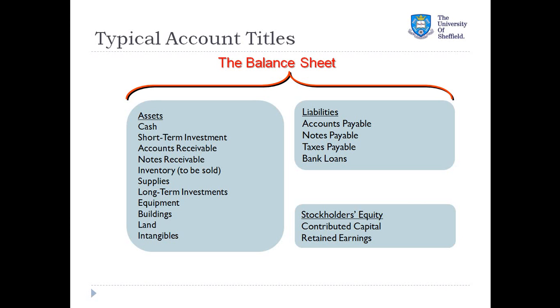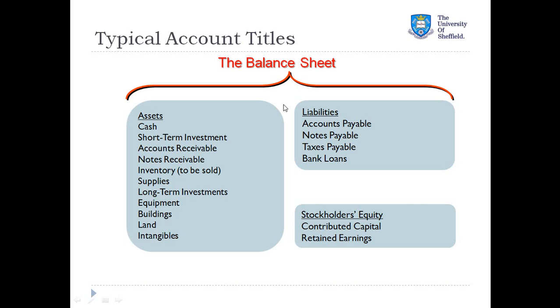The inventory, things that are to be sold, various supplies, medical supplies, for example, long-term investments, investments that are made for more than 1 year, for example, buying stock from another company, the various equipment, the various buildings, the land on which we have, for example, the hospitals, and the intangibles like, let's say, patents, know-how, trademarks, and so on and so forth.